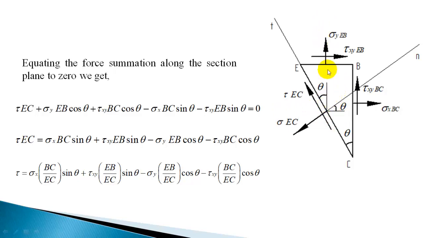So for the vertical force sigma y EB, the angle is theta, so the component along the plane is cos theta: sigma y EB cos theta. Now the vertical force tau xy BC, again with the cos theta component. Both are acting upward, and the component will be acting upward, in this direction. But the horizontal forces, which are acting rightward, have their component along the plane downward.